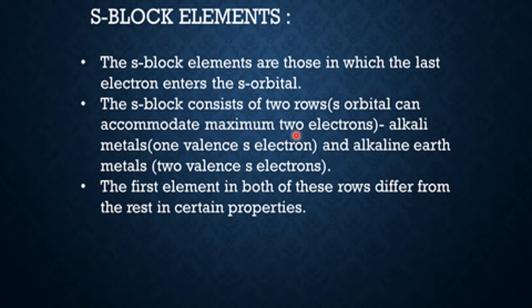The first block is called as what? S block elements with only one valence electron, and the second block is called as S block elements with the two valence electrons. The first element in both of these rows differ from the rest in certain properties.